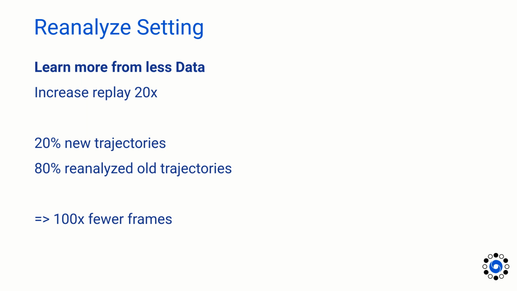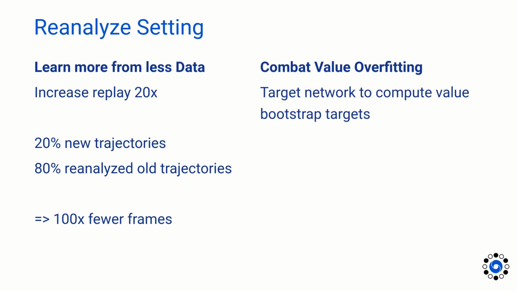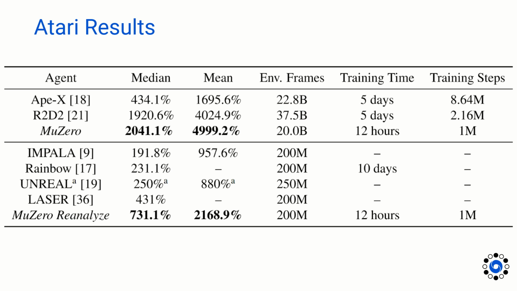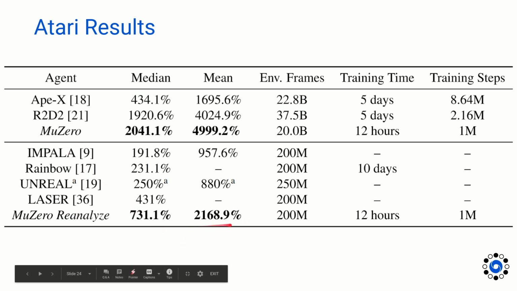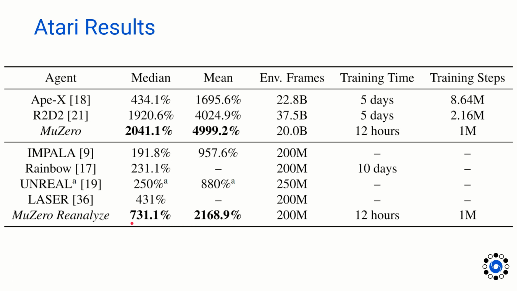We then combine this reanalyze with increased replay and the target network to combat value overfitting. And when we run this at a standard setting of 200 million frames in Atari, again we can see that we reach a new state of the art. In terms of mean score, we can reach more than 2x higher score than previous algorithms. In terms of median score, it's also more than 1.5 times higher. Currently, we're working on pushing this even further to see how far we can go in very, very low data regimes.